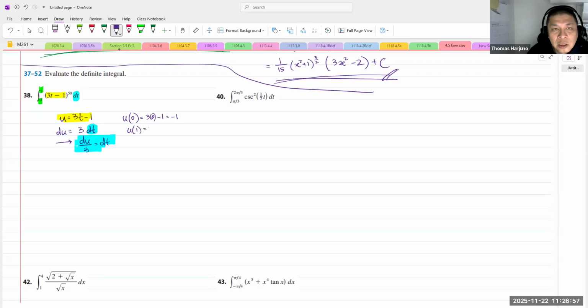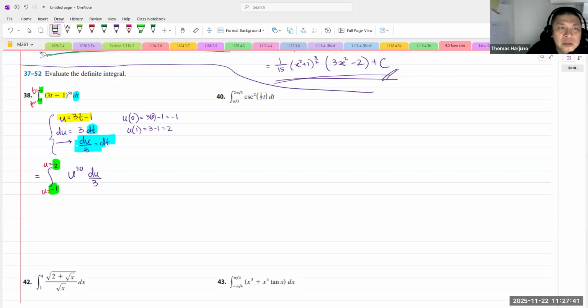u at 1 will be 3 minus 1. That's 2. So my new integration becomes the integral from -1 to 2 of u to the 50 du/3. The key part is you need to change the limits of integration also, because the variable of integration is u. If the variable of integration is u, then the number you write here is in terms of u. u equals -1, u equals 3. Just like in the earlier one, this is t equals 0, t equals 1.